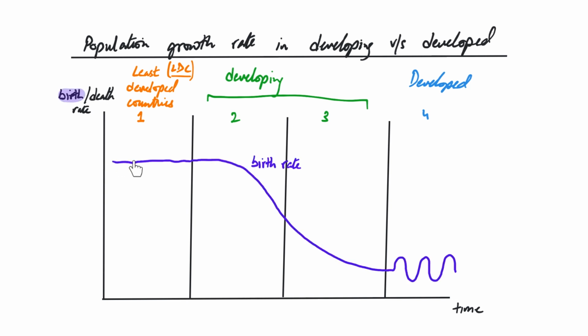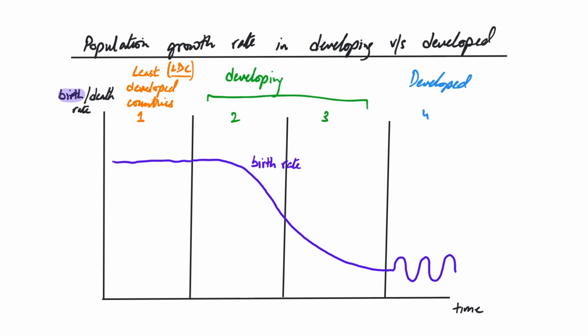So the birth rate is high and consistent in phase 1 for least developed countries like Afghanistan or Congo or something like that. Then in phase 2, developing, it is in a range based on obviously the GDP, but then it starts to fall quite quickly. In phase 3 it's falling, and then in phase 4 it becomes fluctuating.